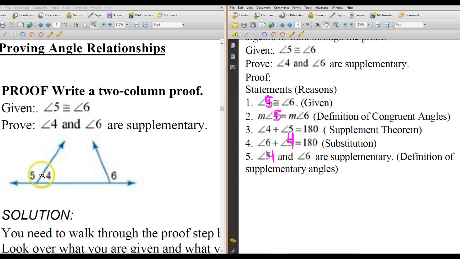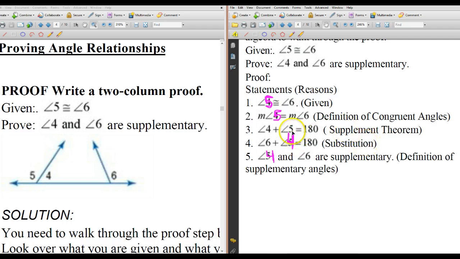If we look at our diagram, we notice that 4 and 5 form a linear pair. Okay, they are adjacent angles along a straight line. So if they are a linear pair, then they are supplementary. So 4 plus 5 is equal to 180. That's the supplements theorem.